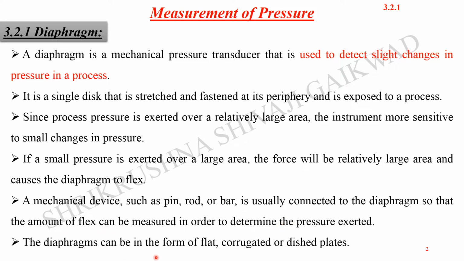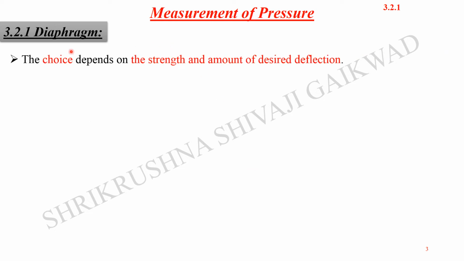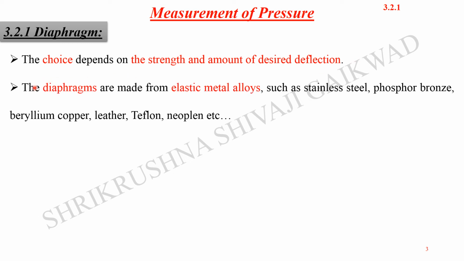The diaphragms can be in the form of flat, corrugated, or dished plates. Now the choice depends on us, and also on the strength and the amount of the desired deflection we require in a particular application. The diaphragms are made from elastic metal alloys such as stainless steel, phosphor bronze, beryllium copper, leather, Teflon, neoprene, etc. So these are a few examples from which we can make the diaphragms. Okay, and these are the elastic alloys.